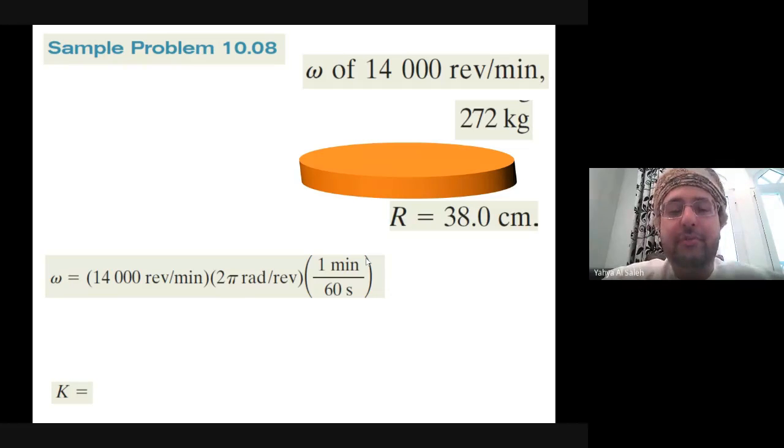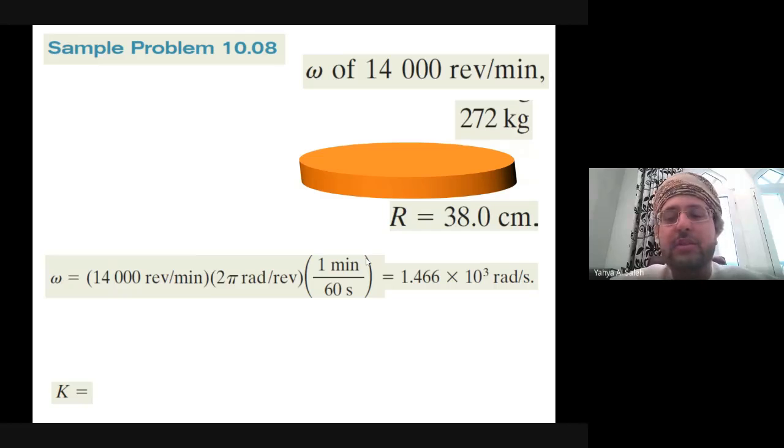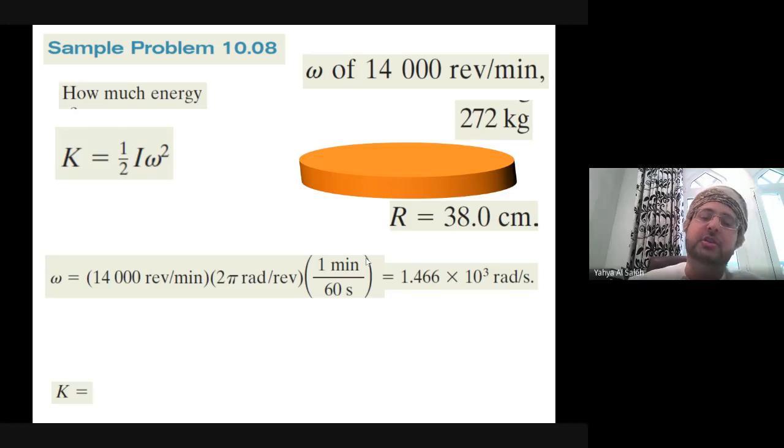First thing first, let me convert revolutions per minute to the SI standard. So I will multiply it by 2 pi and divide it by 60. So I get radians per second instead of revolutions per minute. I get 1.466 times 10 to the power 3 radians per second. Okay, this is a very, very high rotational speed, 14,000 revs per minute. Your car explodes if it reaches 7 or 8. How much energy? Kinetic energy equals half I omega squared.